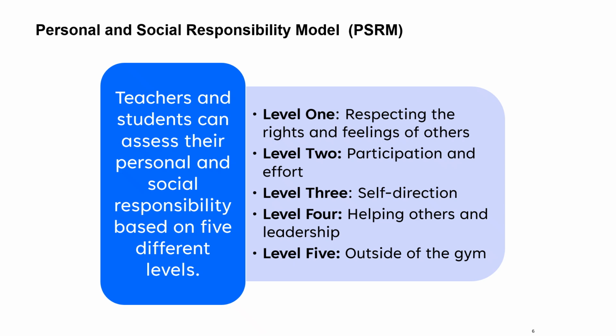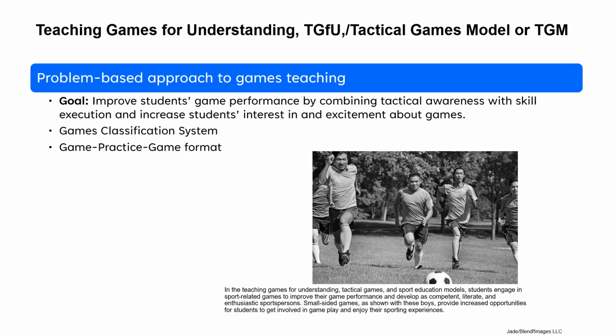And level 5 is taking responsibility outside the gym. So students apply the values of respect, effort, self-direction, and leadership in other areas of their lives, such as at home and in the classroom, on sports teams, or in the community. This level reflects true internalization of personal and social responsibility.